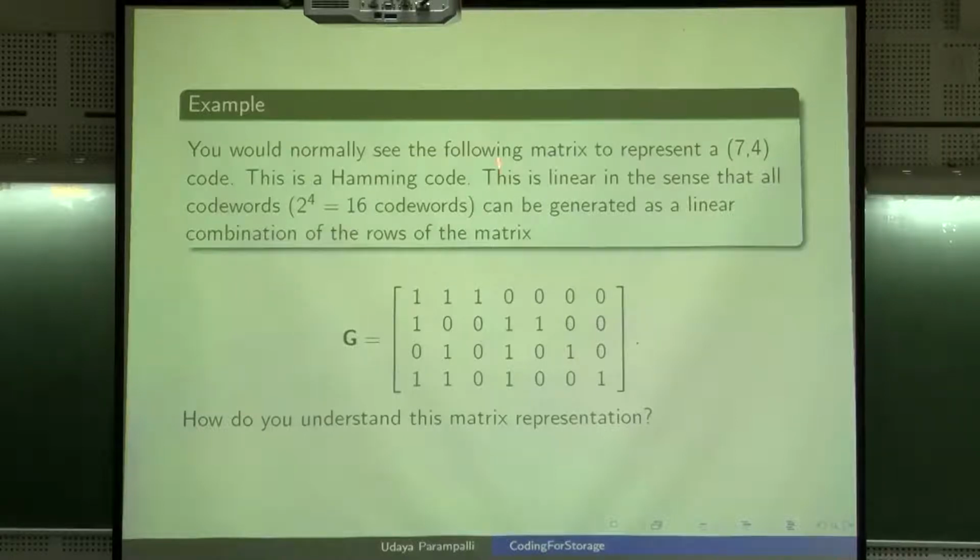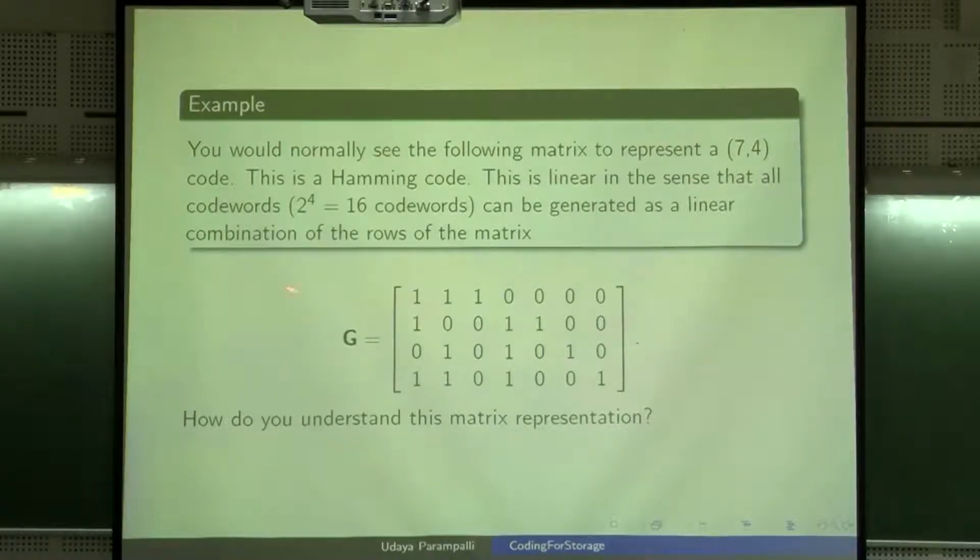Now, one example you see is the 7-4 Hamming code, as I already mentioned. The code can be expressed as symbols over bits, and so it can be given by a generator matrix. I am not defining the generator matrix precisely, but you can see that all the code words, there are 16 of them, can be obtained as linear combinations of these rows, where each entry is zeros and ones. It is a binary bit, and this is the matrix representation.